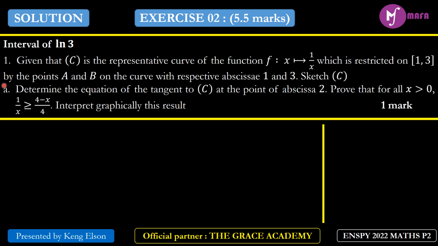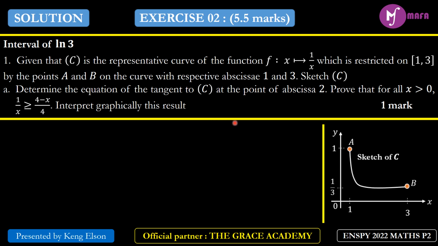Alright, so we are going to begin with sketching the curve C. The curve C is the representative curve of the function f of x equals 1 over x restricted on the interval 1 to 3 by 2 points A and B whose respective abscissae are 1 and 3. So f of x equals 1 over x is a decreasing function. I'm just going to give you the sketch; you can study the curve by yourself.